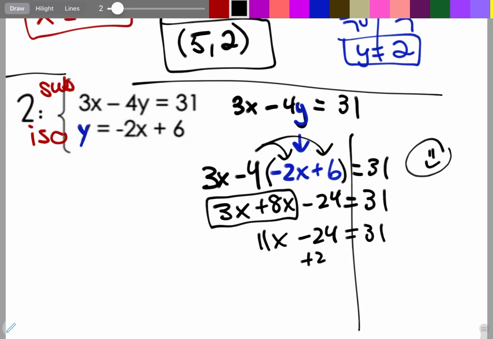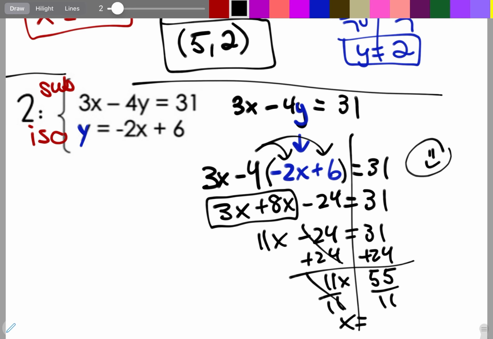We're going to add 24 to both sides. That's going to be 55. Then we're going to divide by 11 on both sides. X is equal to 5.